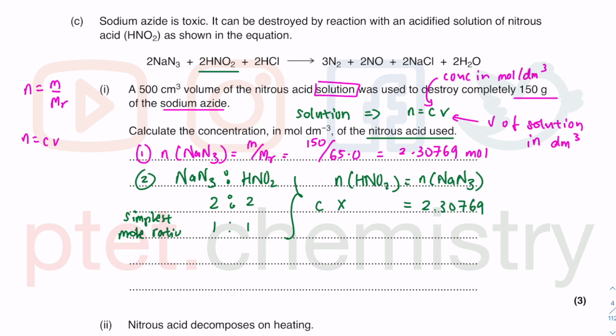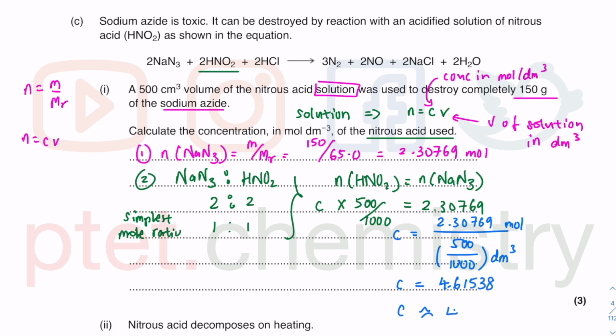And we want the concentration of the HNO2. We have the volume of it, 500 cm cube. So that is 500 over 1,000. Which also means that you can divide the whole lot, so 2.30769 mole divided by 500 over 1,000. Make sure you use a bracket so that you don't make any unnecessary mistake there. And I get a final concentration as 4.61538. Too many significant figures, just rounding it to 3 sig fig, just to be consistent with the previous part of the question. This is 5 for the fourth significant figure, so it becomes 4.62 mole per dm cube as the correct unit for concentration there.